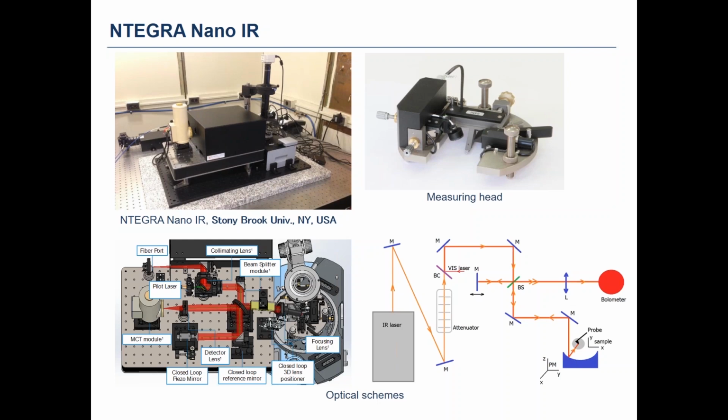Okay, next question. Is it necessary to use CW, continuous wave operation mode, for s-SNOM, or is pulse mode also acceptable? Well, for scattering s-SNOM, the continuous wave mode is required.